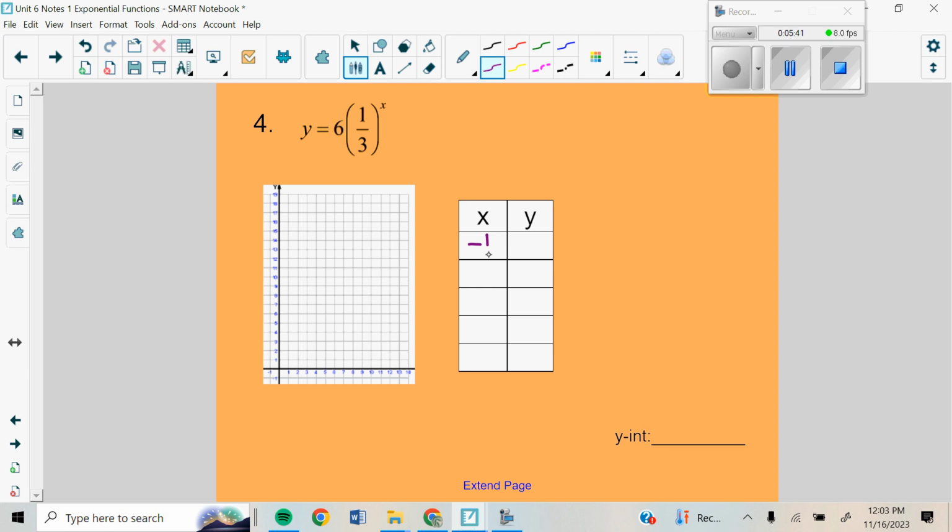So our same values for x, but this time it's going to be 6 times 1/3 to the -1, 6 times 1/3 to the 0. Go ahead, I want you to fill the table in, so you're going to pause the video here so you can fill the table in on these problems.